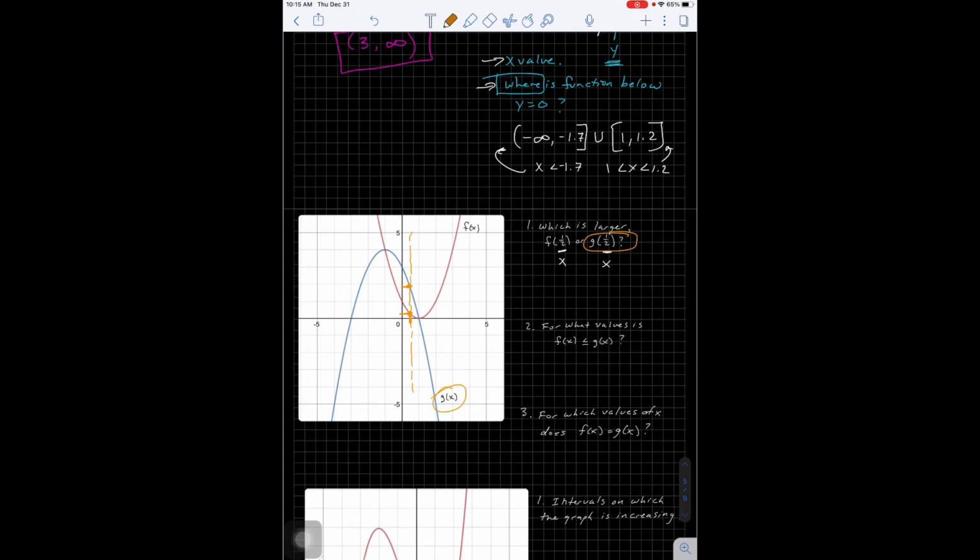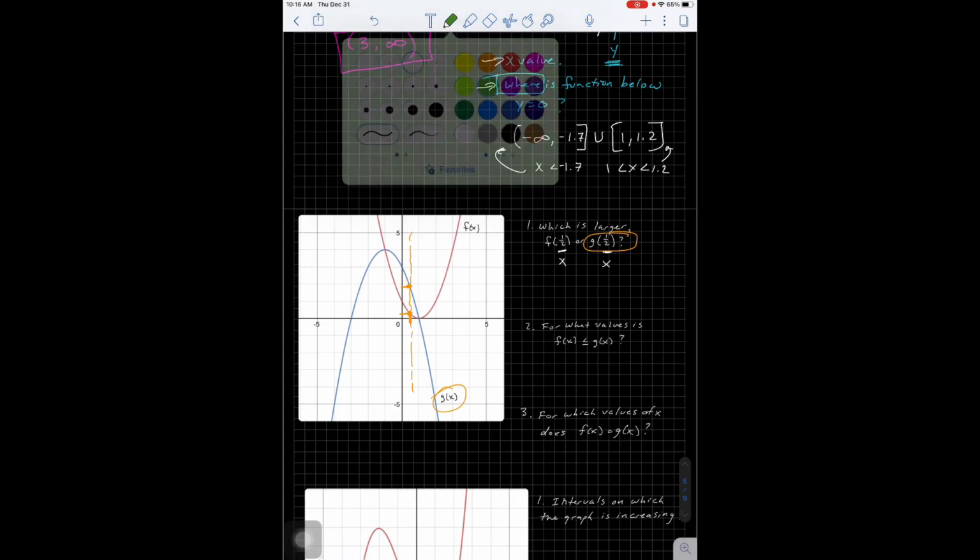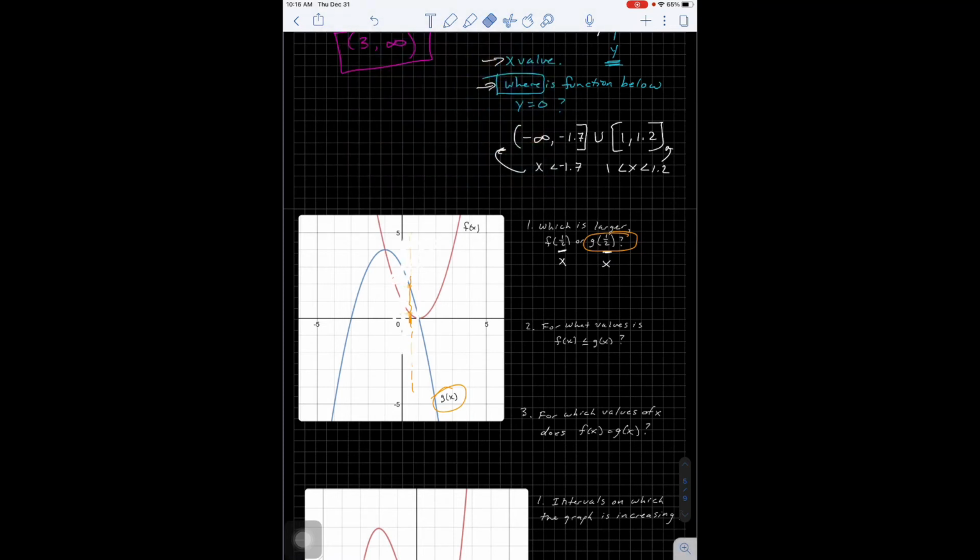Okay. So these will look similar. The difference between this problem and the previous is now we're comparing two graphs instead of just looking at one. But the ideas are the same. So we'll move a little faster through these. The next problem says, well, let me erase this. Says, for what values is f of x smaller than g of x? So where's the red graph below the blue graph? That's what it's saying.